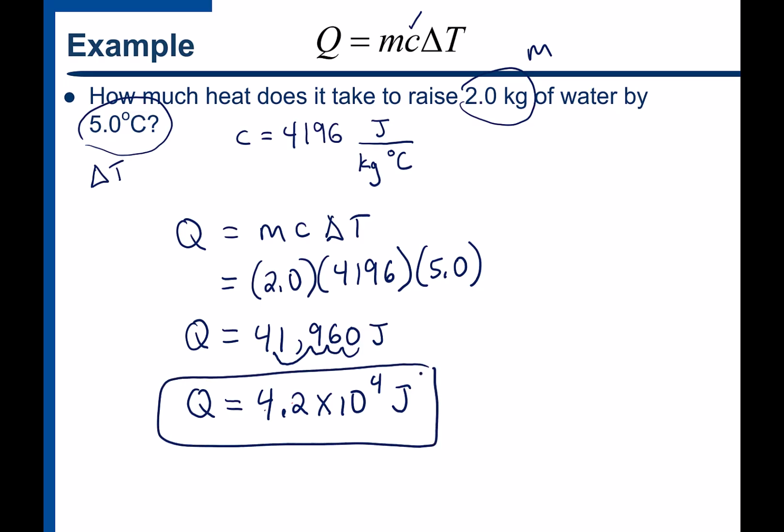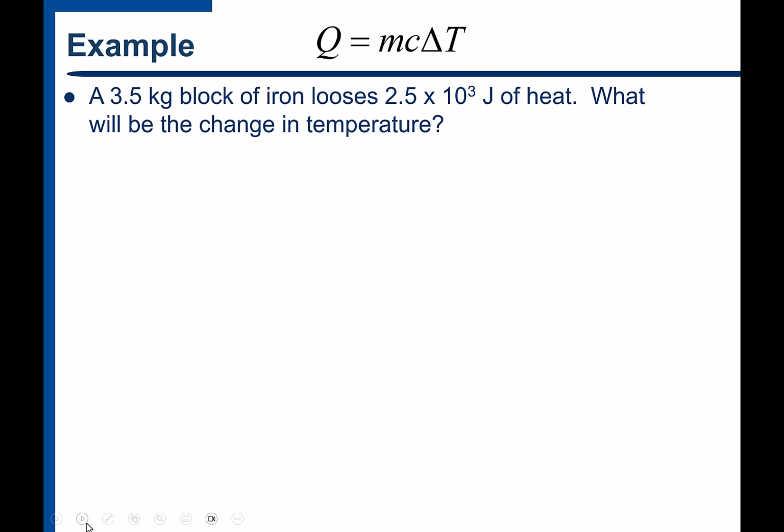Okay, let's try another example. A 3.5 kilogram block of iron loses 2.5 times 10 to the 3rd joules of heat. What will be the change in temperature? So first of all, we know that we need the specific heat for iron. So that's 449 joules per kilogram degree C. And we can see here that what we've been given is Q.